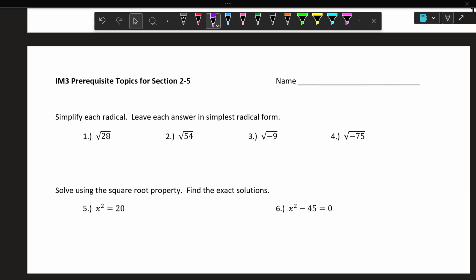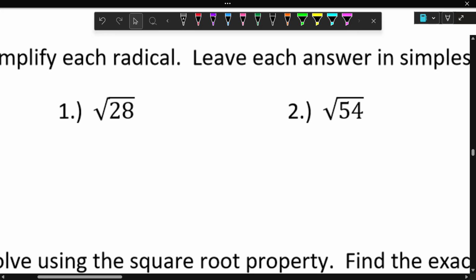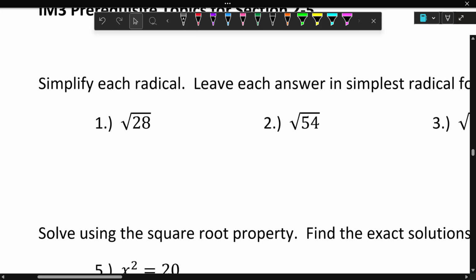All right, let's continue with the prerequisite topics for section 2.5. Simplify each radical. So we don't want you just throwing this in the calculator or Desmos. We want you simplifying it with our perfect squares.